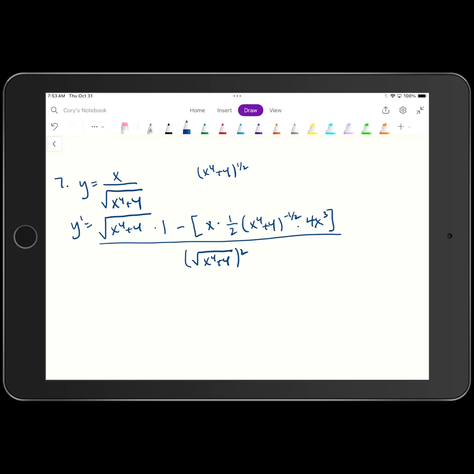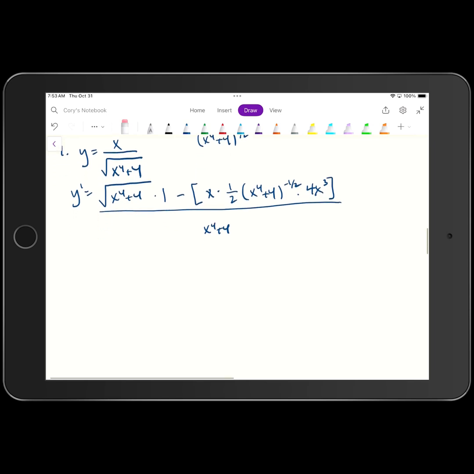And x to the 4th plus 4, when I take the square root of that and square it, the square root and the square are going to cancel one another out. Okay, so that just leaves me with x to the 4th power plus 4. Okay, so let's go and rewrite that numerator back in fraction and radical form. So rad (x to the fourth plus 4) times 1 is rad (x to the fourth power plus 4).